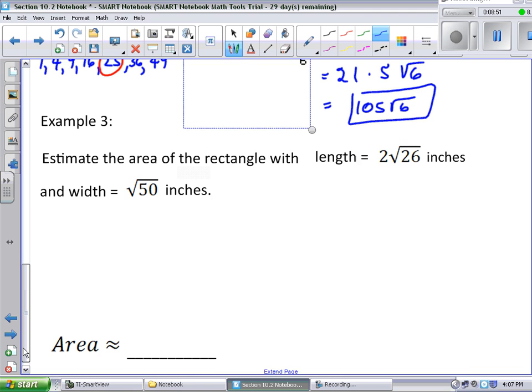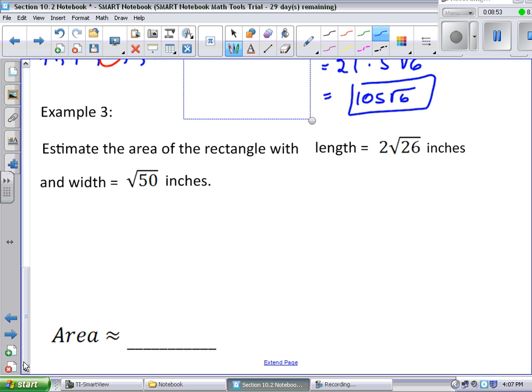Okay, let's look at this story problem. This is just an estimation of the area. We want to estimate the area of the rectangle with length equal to 2 square roots of 26 and width equal to the square root of 50 inches. So we know that area is equal to length times width, or the area is equal to 2 square root of 26.